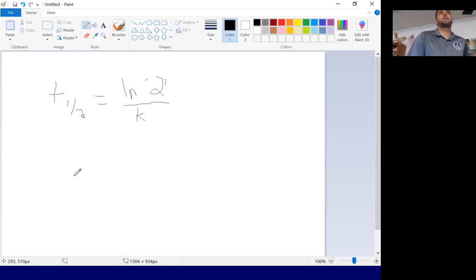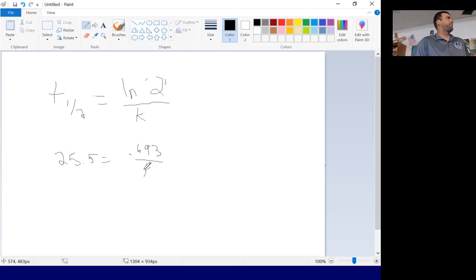So do we know the half-life? 25.5. So now we have 25.5 equals, I'm going to go ahead and substitute this in there right now, 0.693, because ln2 is 0.693, and then k, which is what we want. Now here's where people go wrong.